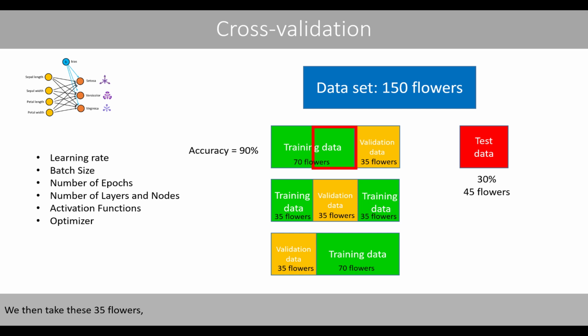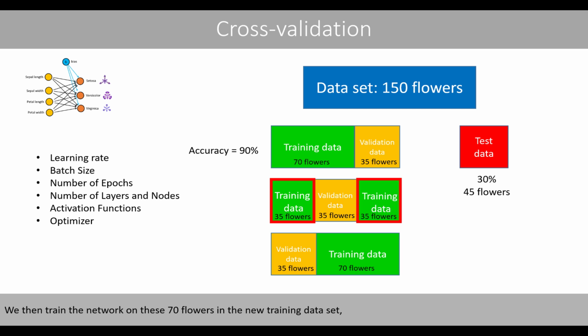We then take these 35 flowers and use them as a validation dataset, whereas the flowers in the previous validation dataset are now used in the training dataset. These 35 flowers are still used as training data in the new dataset. We then train the network on these 70 flowers in the new training dataset and use these flowers to compute the accuracy.